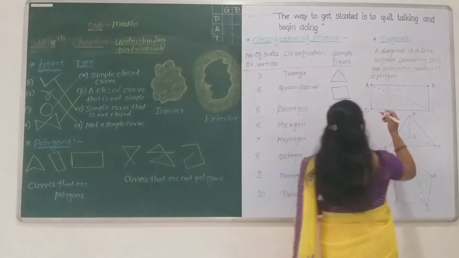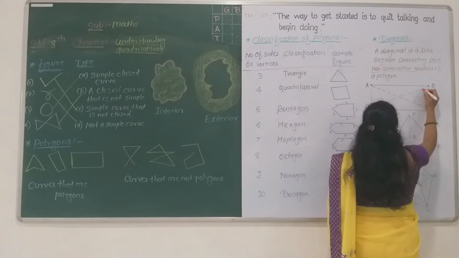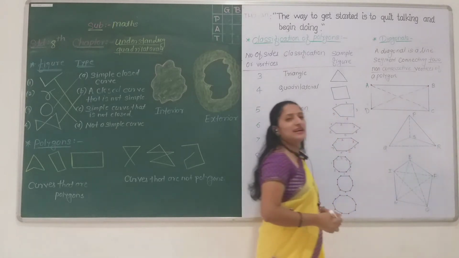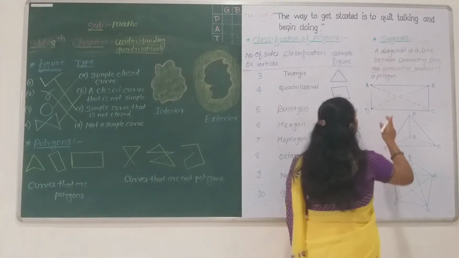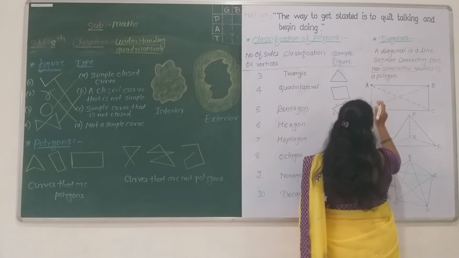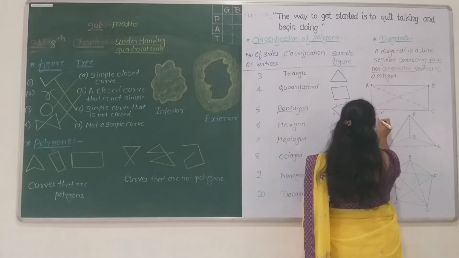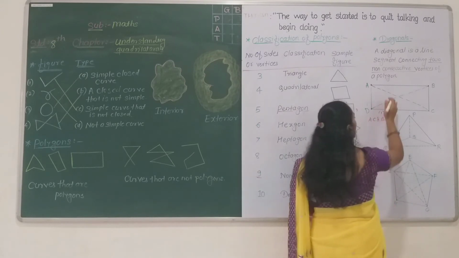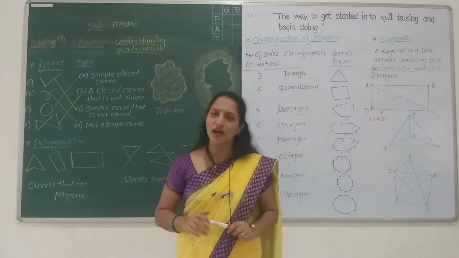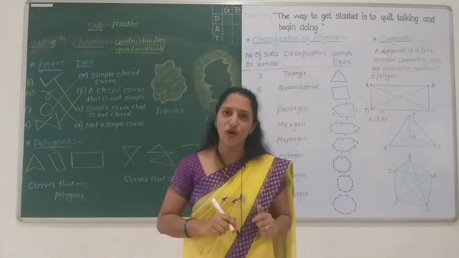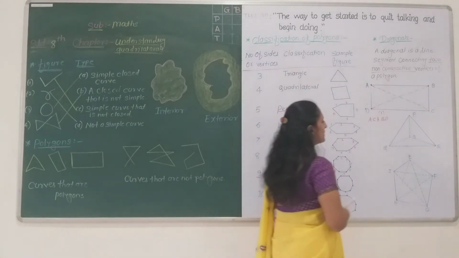And the line segment connecting B and D is called a diagonal of that polygon. So here, what are the diagonals of this figure? AC and BD. So here AC and BD are diagonals of this figure. Okay, so you understood how to draw diagonals of a figure? Yes. Now look at the next figure here.